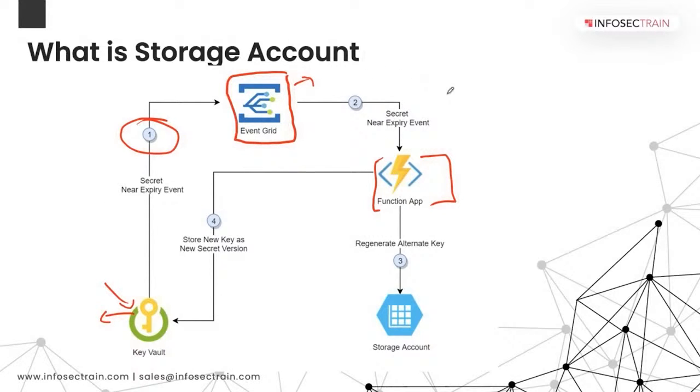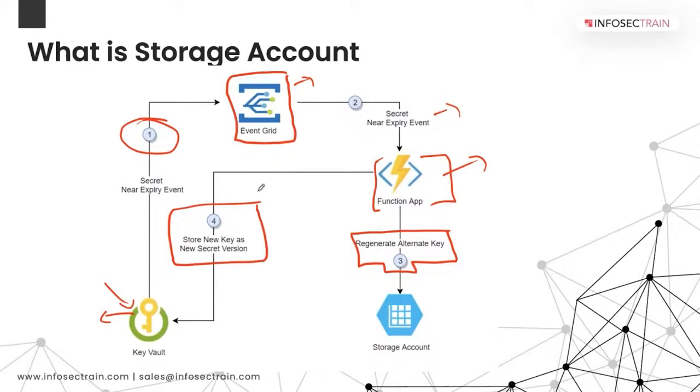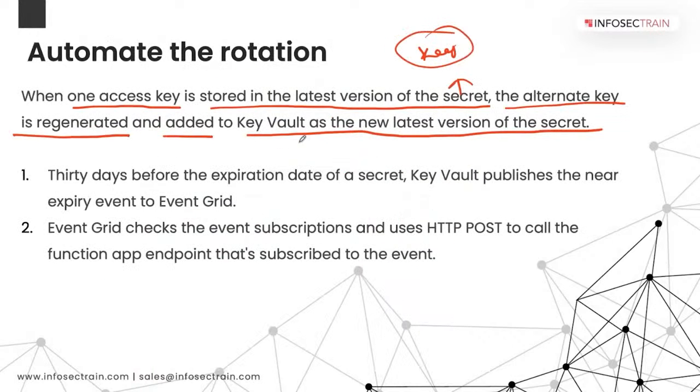Okay, it will say 30 days or less is there. It is going to trigger this function, right? And then it will regenerate the alternate key, store another key in the secret, and regenerate the other key in the meantime, and then store your new secret version of the key into the key vault. So this kind of thing will happen. So this is the first thing.